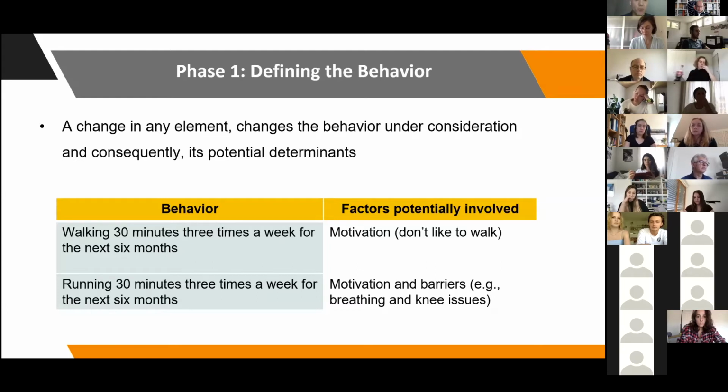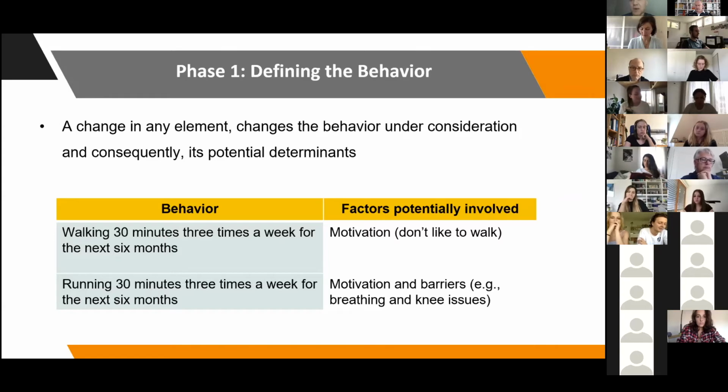So let's say walking 30 minutes 3 times a week for the next 6 months. That's a behavior. Then this behavior is different if you change the action, which is running 30 minutes 3 times a week for the next 6 months. It is not just a matter of definition. The factors that may play a role in whether people will walk 30 minutes or run 30 minutes may be quite different. For example, for walking 30 minutes 3 times a week, maybe the main issue for not doing so may be motivation or lack of motivation.